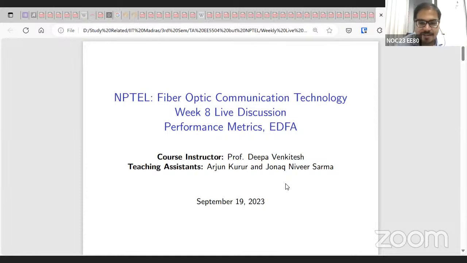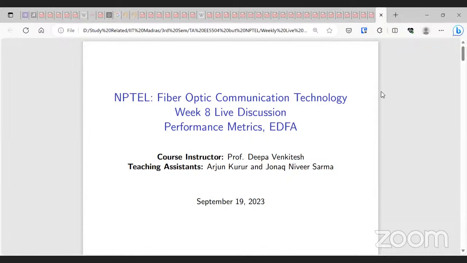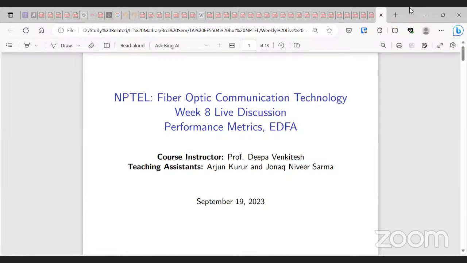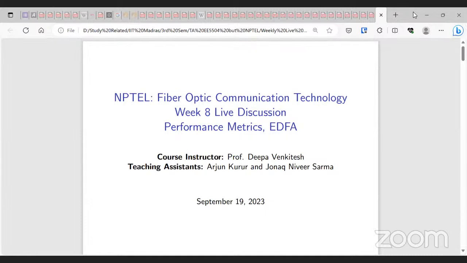In the assignment, in number 8, there is a parameter given, an excess noise factor F(M) is equal to M to the power 0.28. Is this the FA or FN? This is the FN. Yes. Okay. Okay, sir.